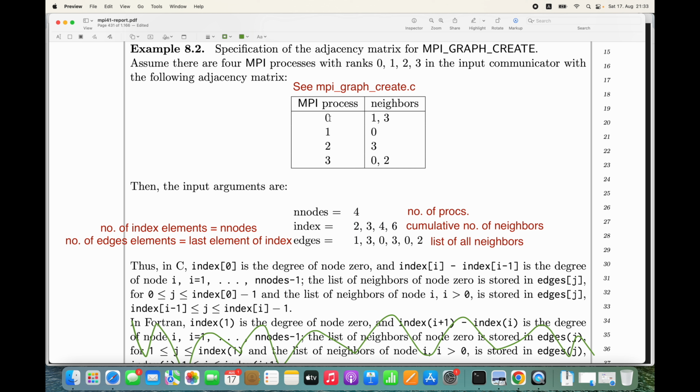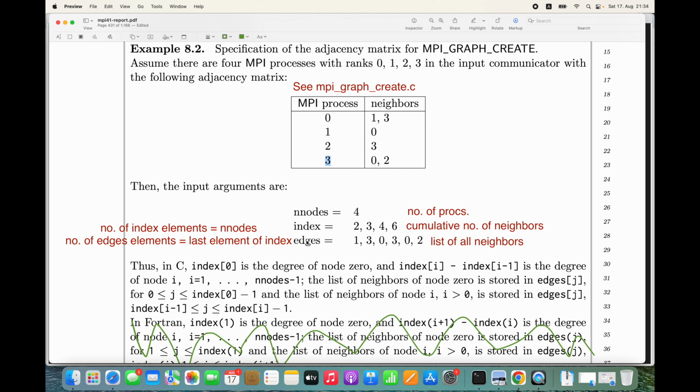So you see that process 0 has 2 neighbors. That is why we have the first element to be 2. Process 1 has 1 neighbor, and that is process 0. So 2 plus 1 is going to be 3. Process 2 has 1 neighbor, and that is process 3. 3 plus 1 is 4. And process 3 has 2 neighbors. 4 plus 2 is going to be 6. So that is the cumulative number of neighbors.